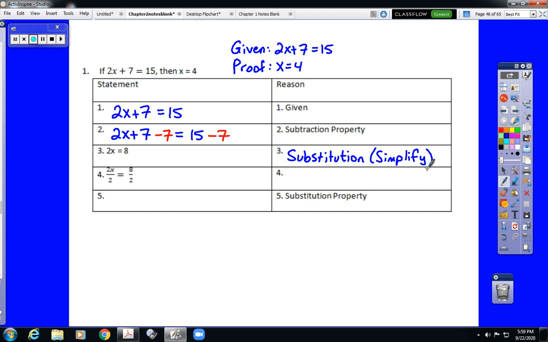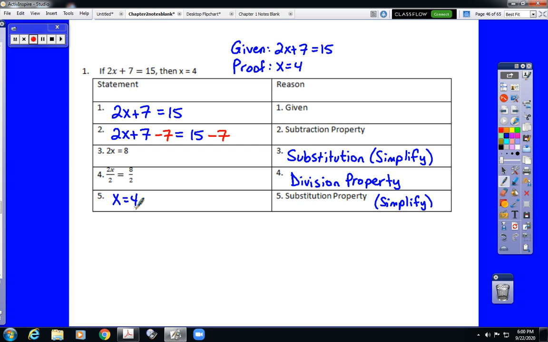Now in an algebra class, our next step would be to divide each side of 2x equals 8 by 2, which is what they're showing in step 4. This is an example of our division property of equality, which says that I'm allowed to divide both sides of any equation by any real number except 0, because we're not allowed to divide by 0. First we show that step, which is us showing division there in step 4. Then we use the substitution property to simplify that equation down to x equals 4. Notice that the final statement in your proof matches what you were asked to prove, that x equals 4.